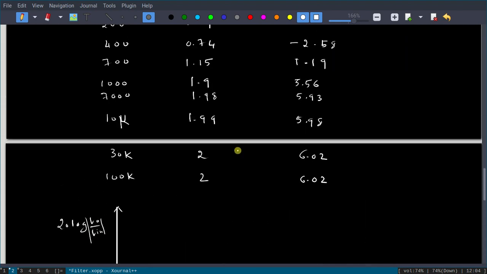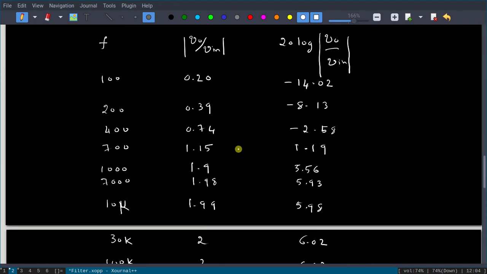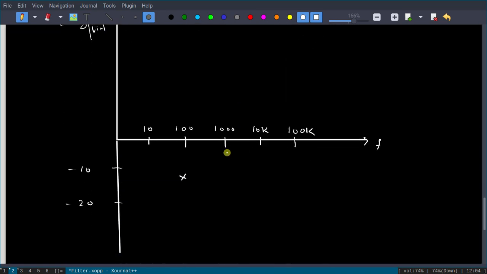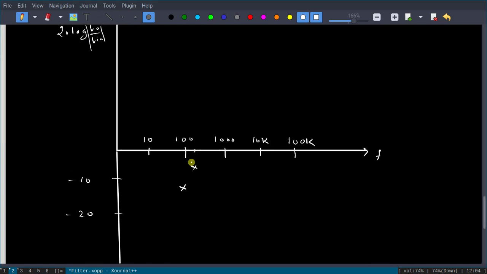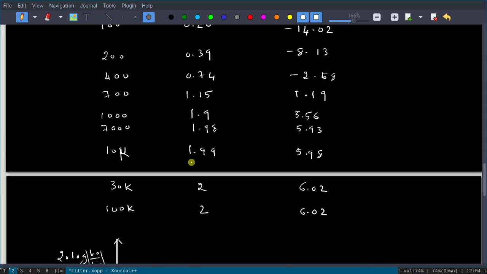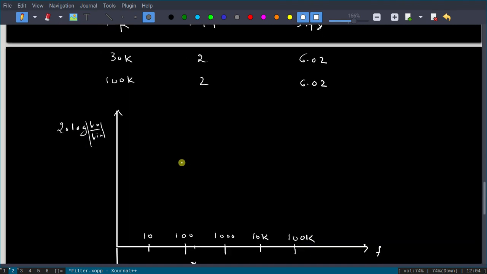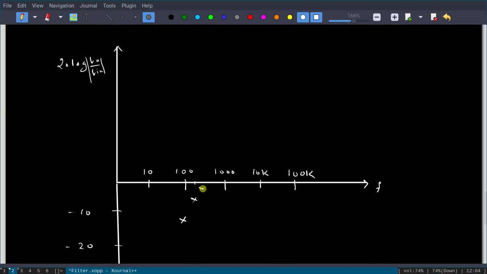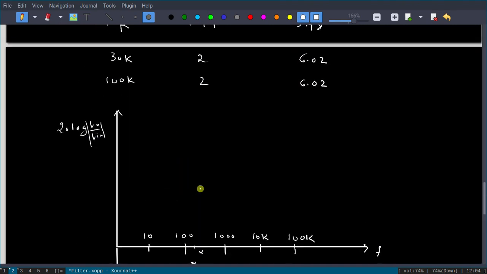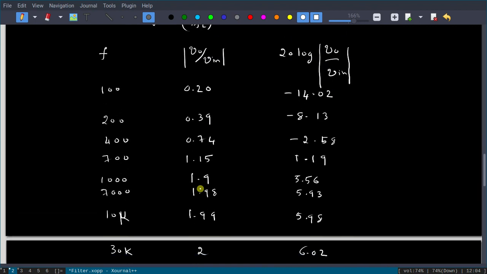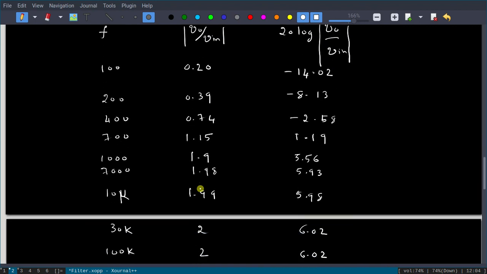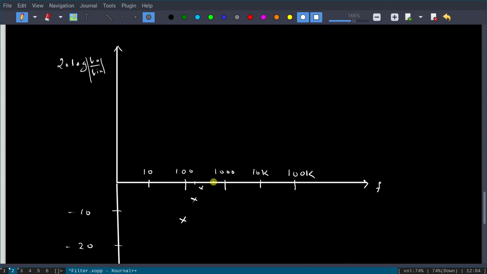Next one, at 200 you have minus 8. 200 means here only we have to take 200, so minus 8, it will be somewhere here. And at 400 minus 2.58, it is still near minus 2 point. Next 700, 1.19, 700 means approximately here, this value will be this.